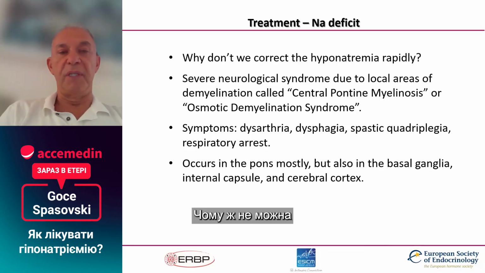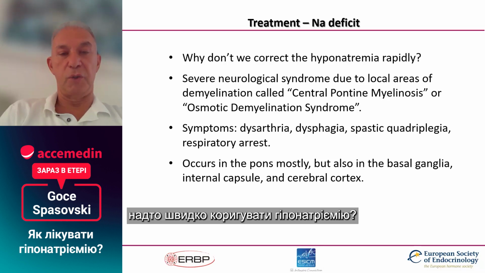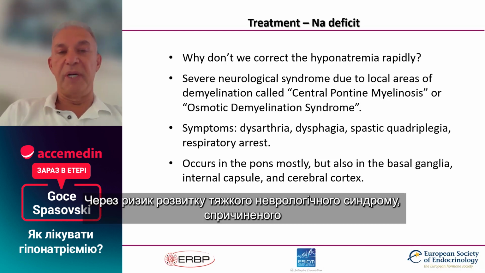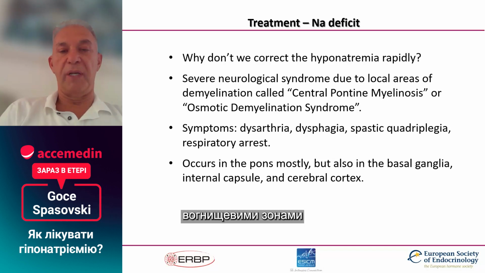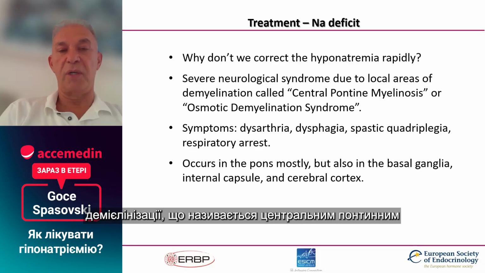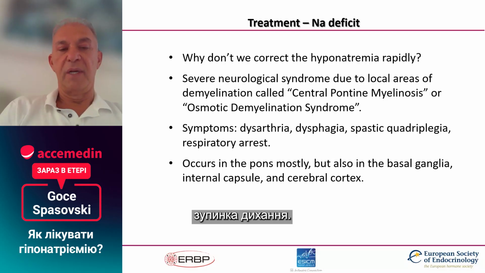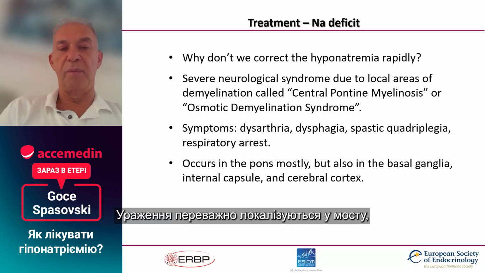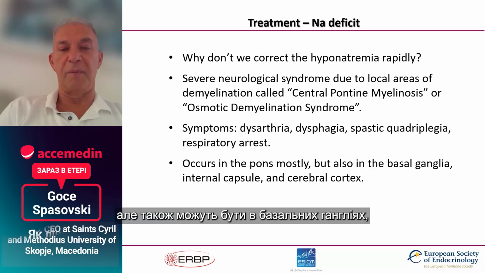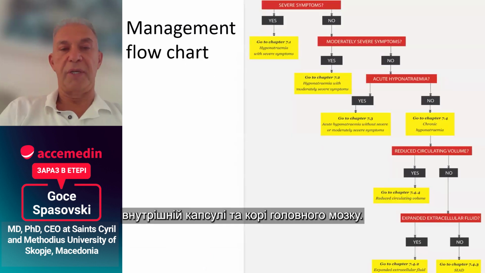Why don't we correct the hyponatremia so rapidly? Because a severe neurological syndrome due to local areas of demyelination, called central pontine myelinolysis or osmotic demyelination syndrome, can develop, with symptoms like dysarthria, dysphagia, spastic quadriplegia, and respiratory arrest, which occurs in the pons mostly, but also in the basal ganglia, internal capsule, and cerebral cortex.